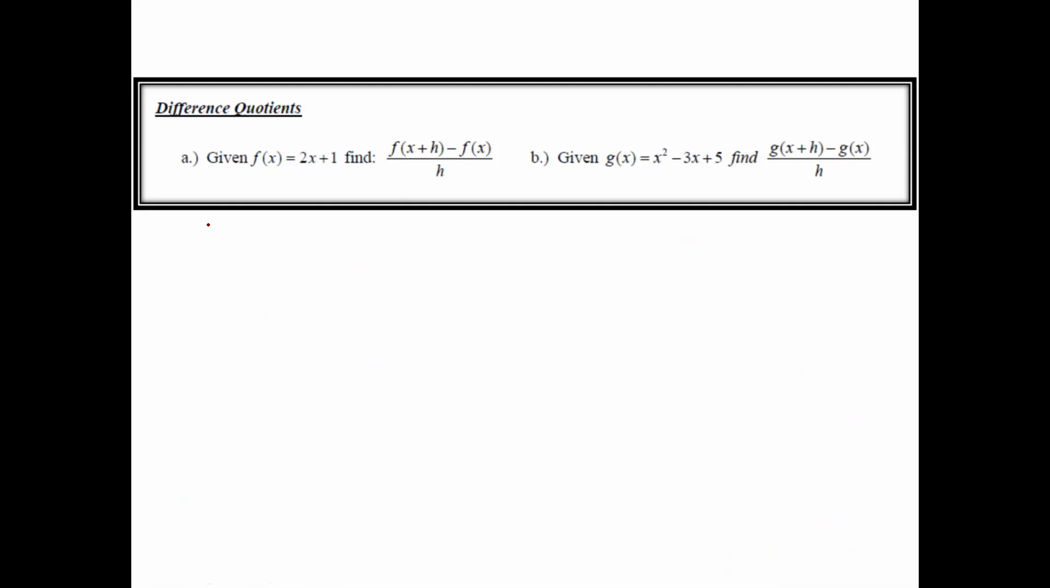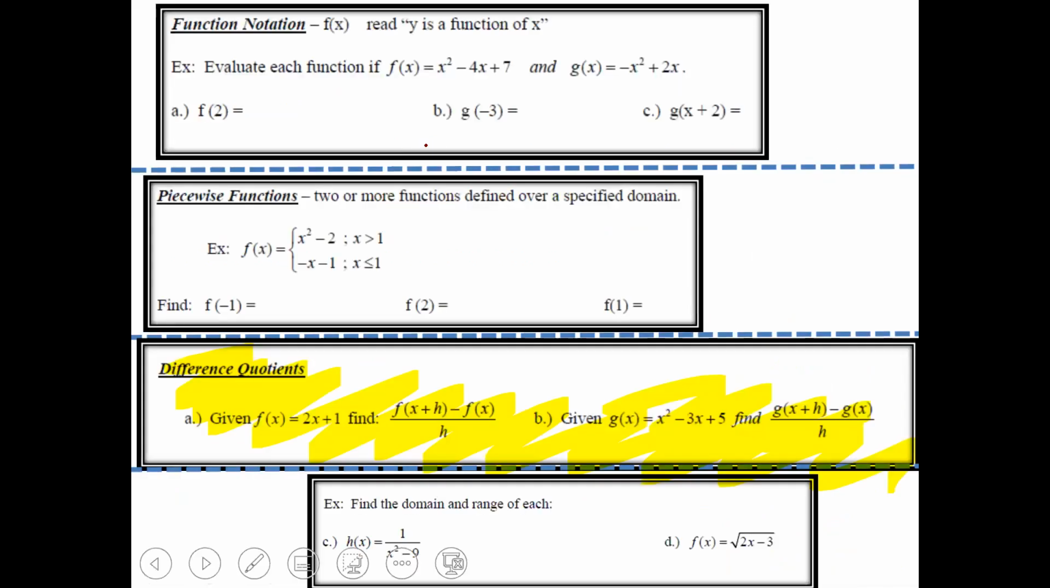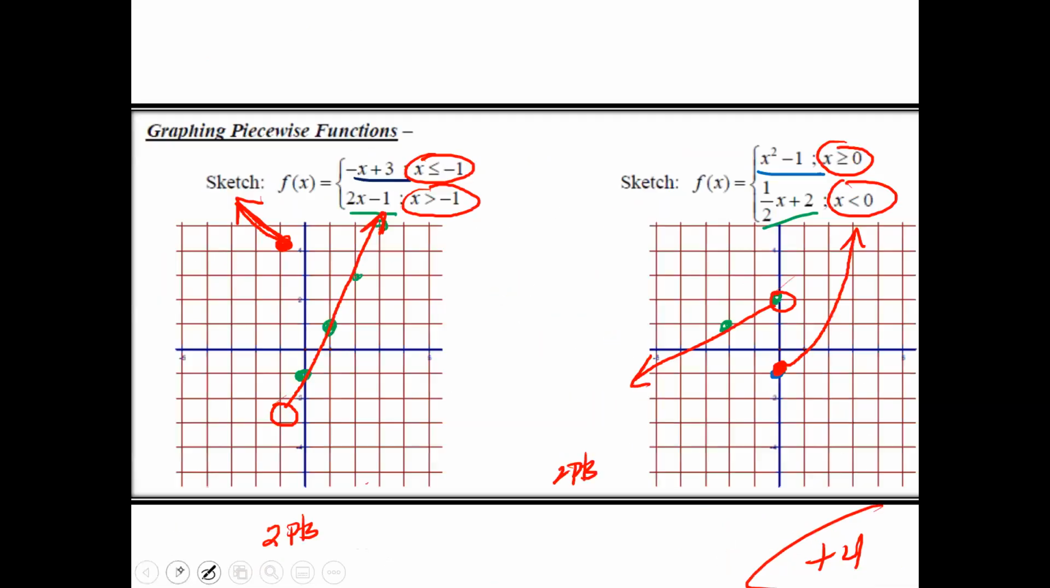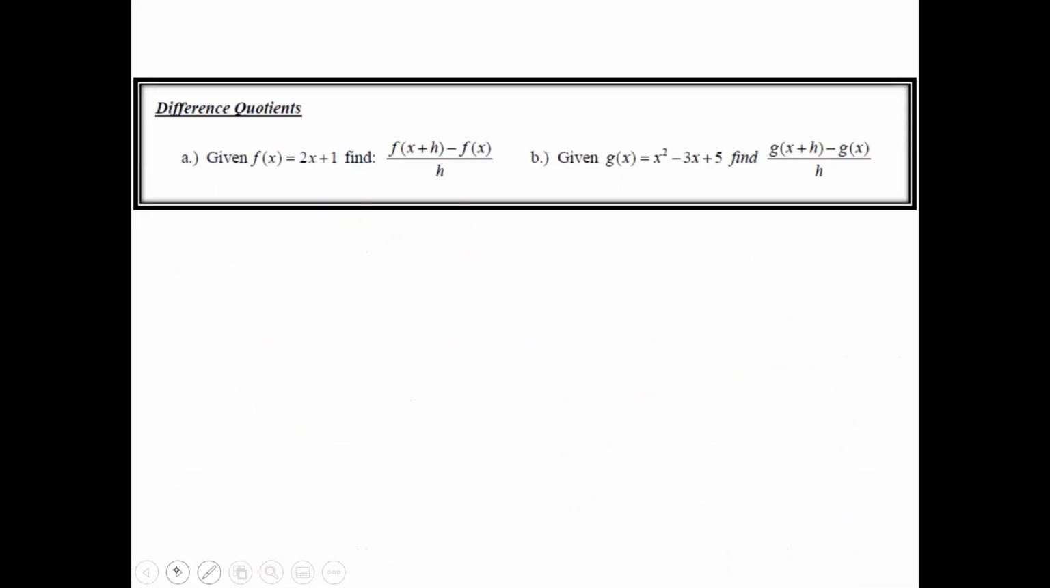For A, it says f of x equals 2x plus 1. Find that crazy thing, which will help us when we eventually get to limits, which, interesting enough, is actually today. Okay, so as I'm looking at this, if f of x equals 2x plus 1, I need to go ahead and figure out what f of x plus h is going to be, which means every time you see an x, you're going to replace that x with x plus h. And so if I distribute this, I will get 2x plus 2h plus 1.